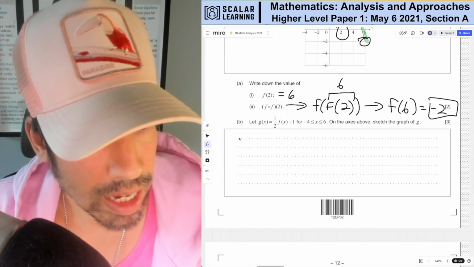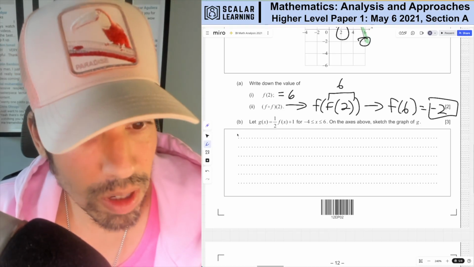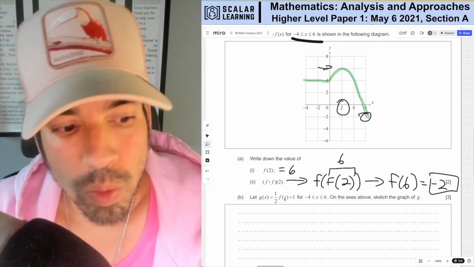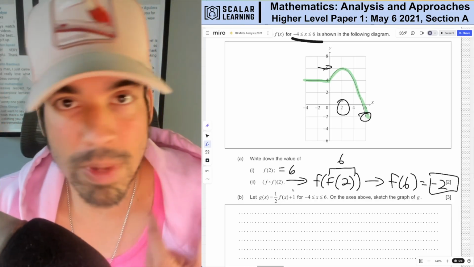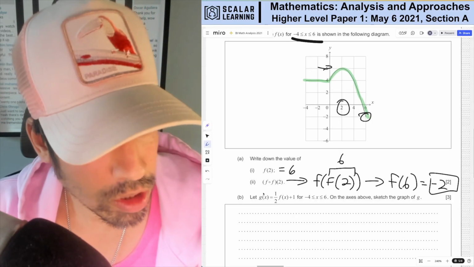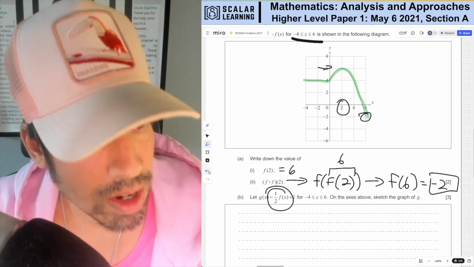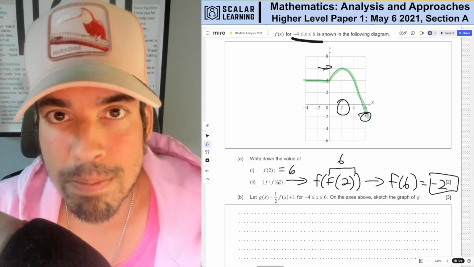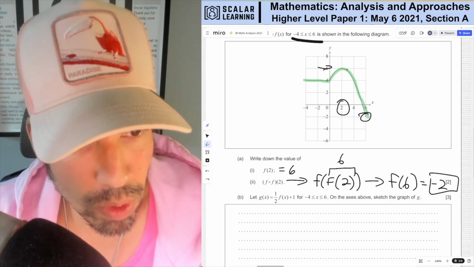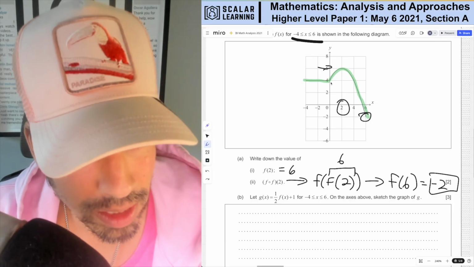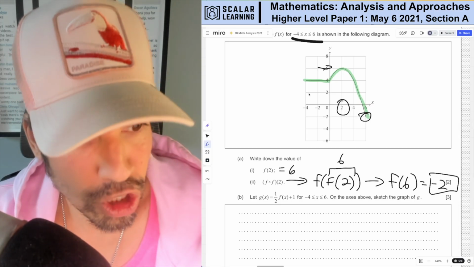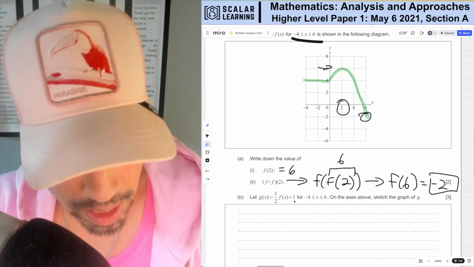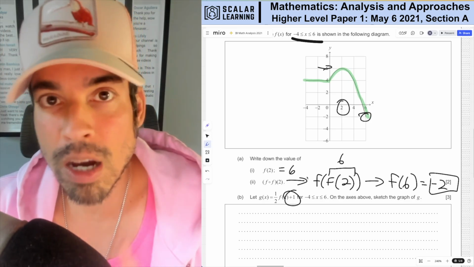It says, let g of x equal this. On the axis above, sketch the graph of g. So they're saying g of x is 1/2 f of x plus 1. What are we doing? We're talking about transformations, right? So what are the transformations that are happening here? First and foremost, when you're multiplying the entire function by 1/2, it's a vertical compression. So every point on the y-axis, like right here it's 4, is going to become half of that, which is 2. Then at this point up here at 6, it's going to come down to 3, and so on and so forth. But then we have a vertical transformation up by 1.